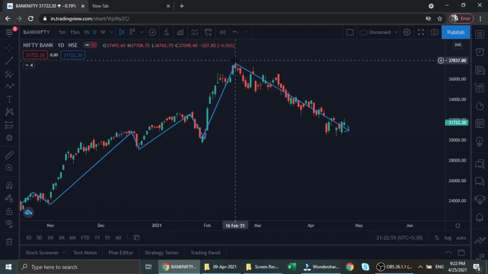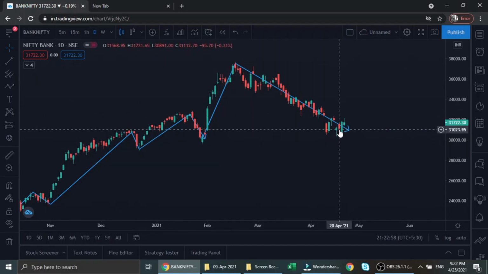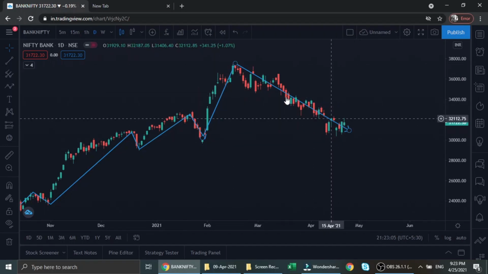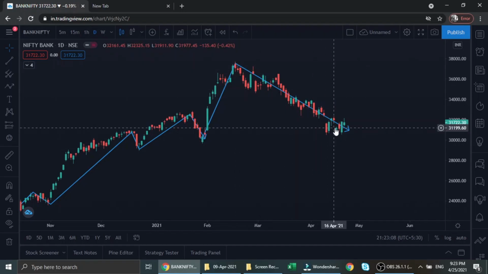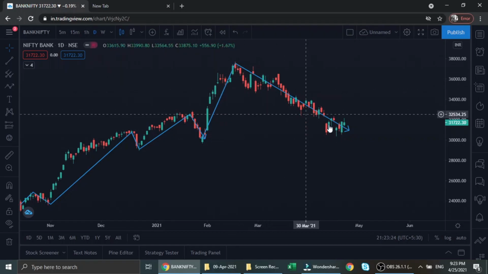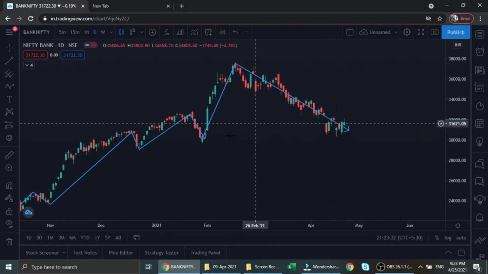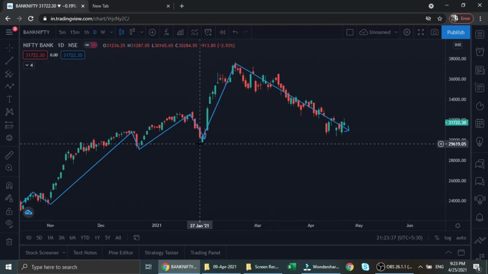Then higher high and higher low. So this low is still greater than this previous low. Even though there is a fall from 37,600 to 31,000, still the direction of the trend in daily time frame is upwards. The direction is not yet changed. As per daily time frame, the direction is still upside as there is no breakout of the previous low. So this is the crucial support for upside direction.